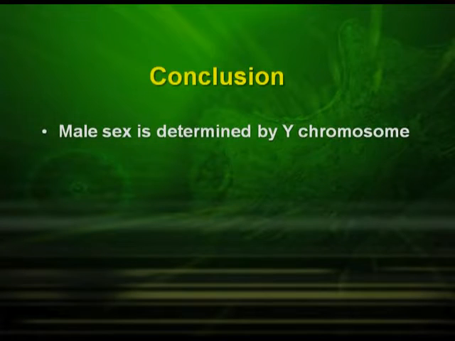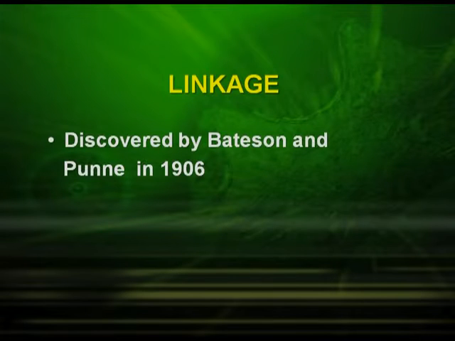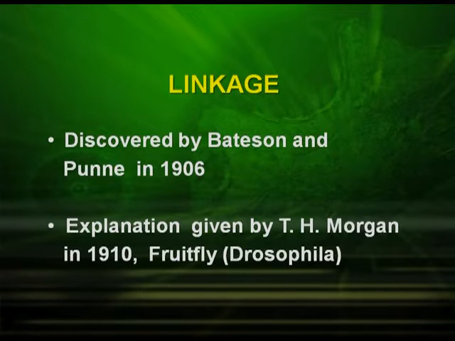Crisscross means the inheritance is passed from father to daughter and from mother to son. The male sex is determined by the Y chromosome, and the white-eyed female is produced only when both X chromosomes carry the recessive allele of white eye. Now, let us see another very important phenomenon called linkage, which was discovered by Bateson and Punnett in 1906. The explanation was given by T.H. Morgan in 1910 based on his studies on Drosophila.